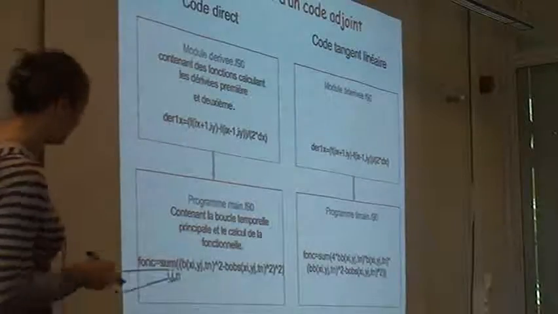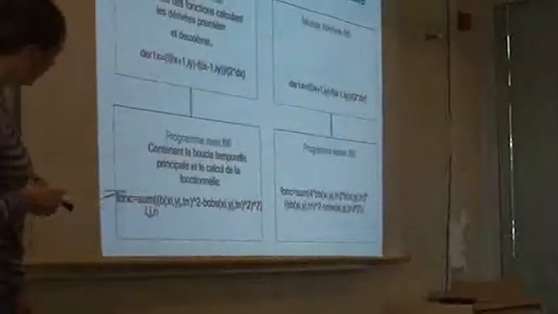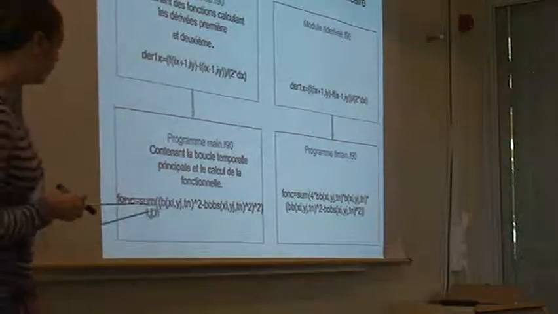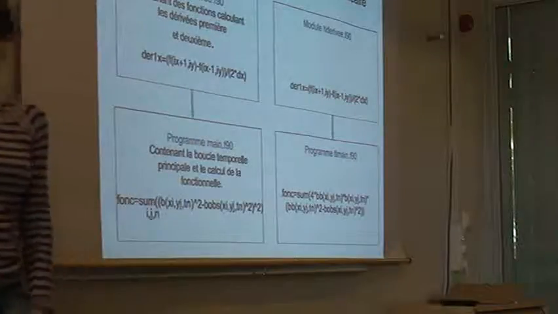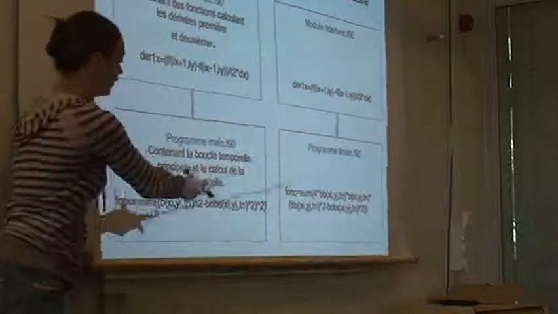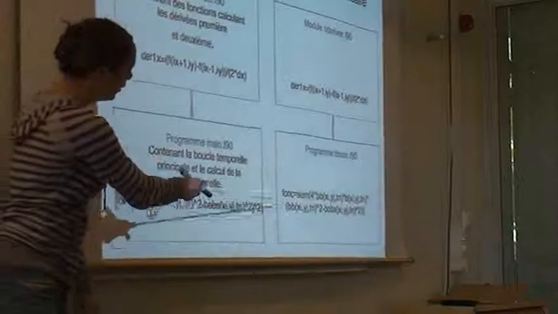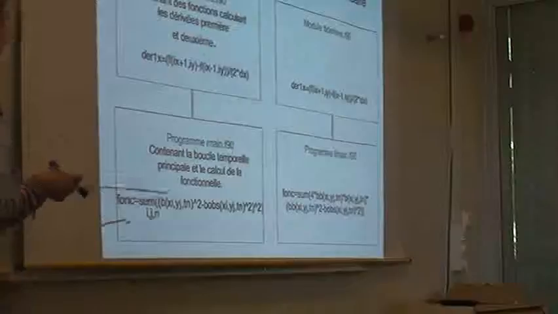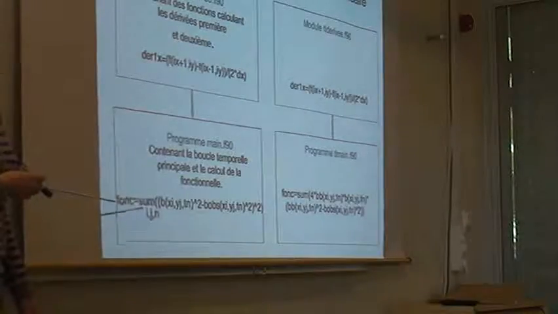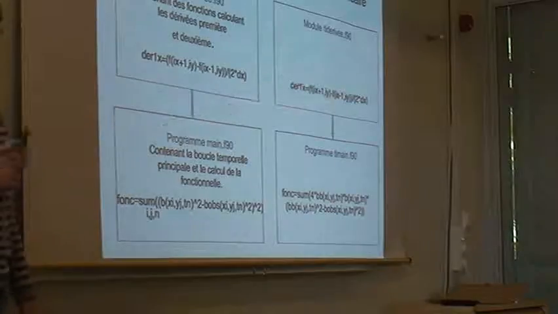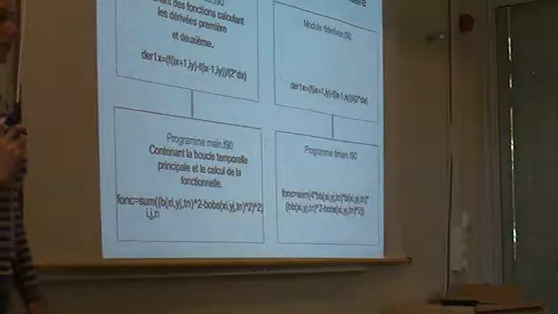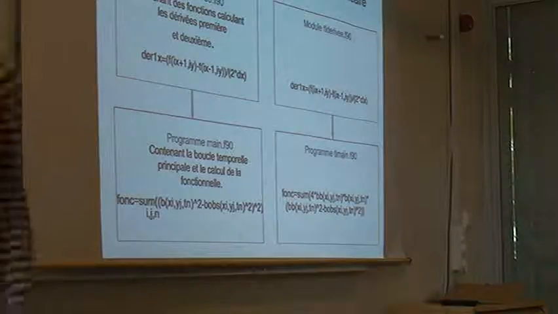And in the main program, at the end, we have our cost function, which is dependent on B. So this is what I showed you here. This is in the main program. This is the tangent linear version. So in this case, you just differentiate this instruction. Your evolution equation is linear. So the reason you need a tangent linear part comes because the cost function is nonlinear.